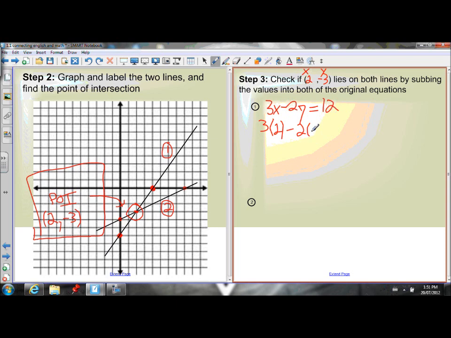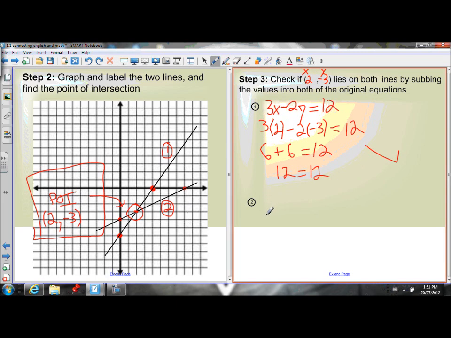3 times 2, minus 2 times negative 3, equals 12. So make sure 3 times 2, so 6, minus 2 times negative 3. So I have a negative times a negative. That'll give me a positive 6. So good, this works out. 6 plus 6 is 12. Good. So 2, negative 3 is on this line for sure.